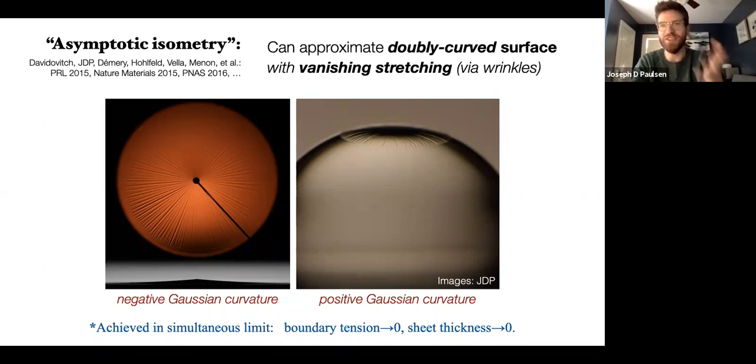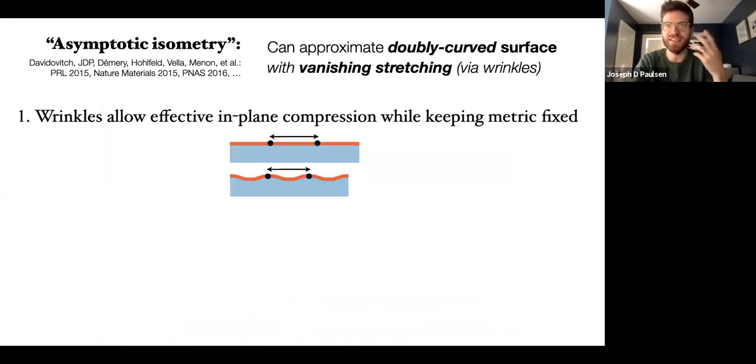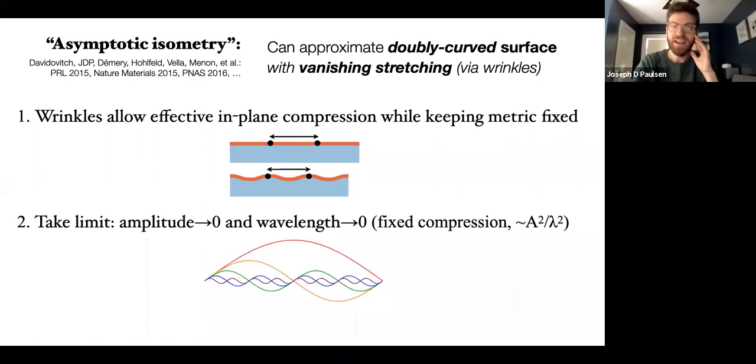You're seeing it in these images. It really does work in the lab, but this is conceptually what's happening: in the plane, these wrinkles are allowing you to have in-plane compression without actually stretching the film or compressing the film. So I can bring material points closer together with these undulating patterns between them. And then I can take a limit where the amplitude of those wrinkles and their wavelength goes to 0 at a rate where the total amount of compression stays fixed. So if I cut the wavelength in half and the amplitude in half, I've kept the in-plane compression fixed.